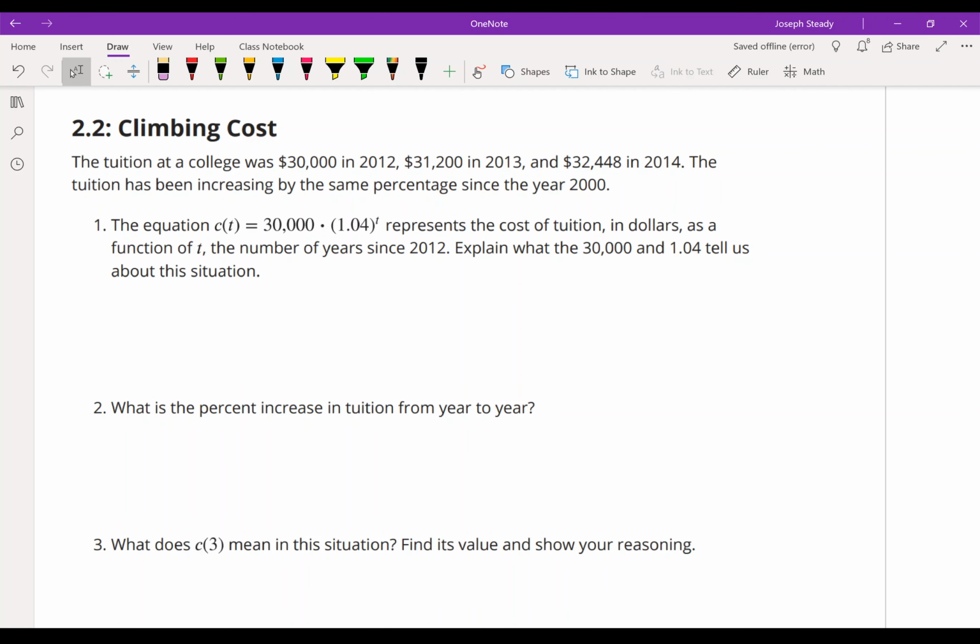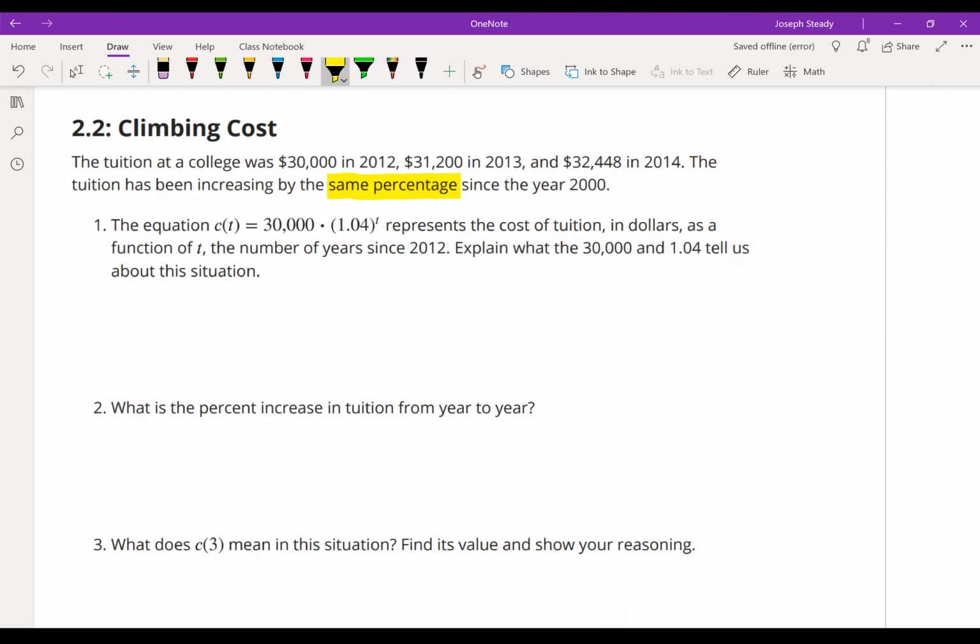In problem 2.2, we're looking at tuition costs at a certain college and observing how they go up slowly over time, or sometimes not so slowly. Specifically in this case, they give us some prices. In 2012, the cost was $30,000. In 2013, it was $31,200, and so on. They also tell us that the tuition has been increasing by the same percentage each year since 2000.